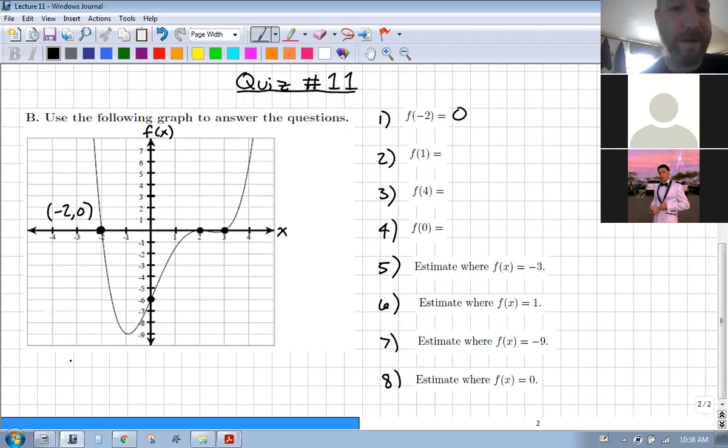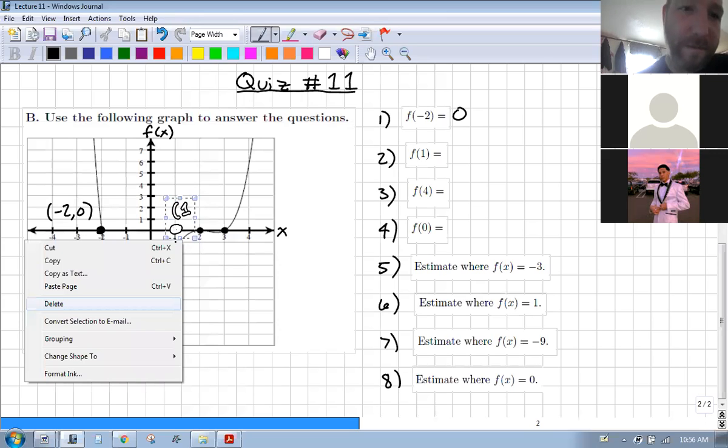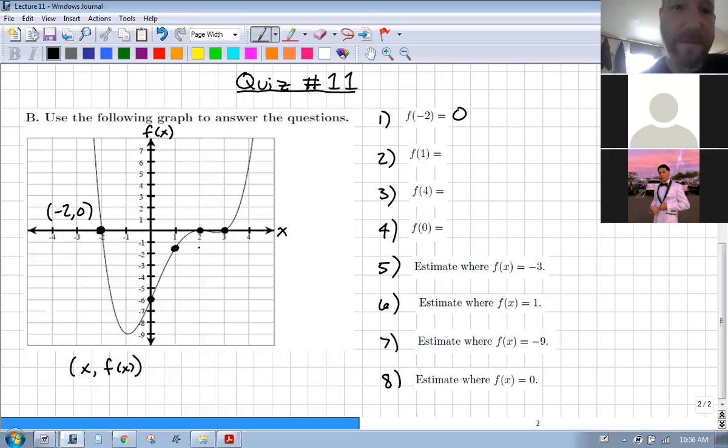Every single point is like this, f of x. You got the x and then the y. F of x is the same thing as y. So f of 1 would be this point. That point is 1, that's the x value. What's the y value? It's like at negative 1.5 here. All right, so this would be a negative 1.5.